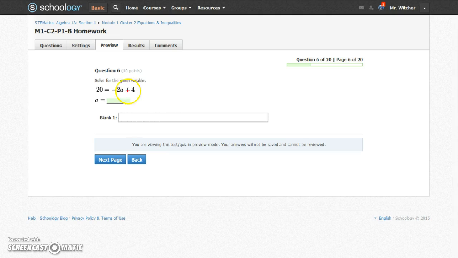Okay, next example, we have addition and multiplication. We're doing order of operations backwards. So we're going to do addition first. What's the inverse of adding? Subtracting. 20 minus 4 is 16. So we have 16 equals negative 2a. We go ahead and divide by negative 2, because we're multiplying, negative 2 times a, so the inverse of multiplying is dividing. And we end up with 16 divided by negative 2, which is negative 8.